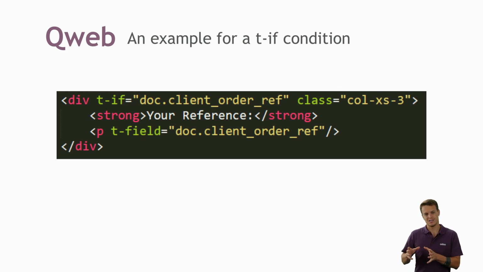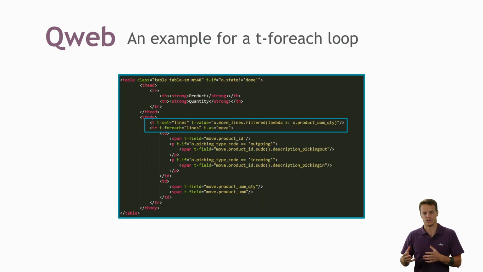By using the T fields, again, we're fetching information, and we are actually going on the record we are currently on and fetching the client order reference on the document. Okay. And next we have the for each function. Okay. So the for each will actually create a loop for a table in order to display all the lines in that table.